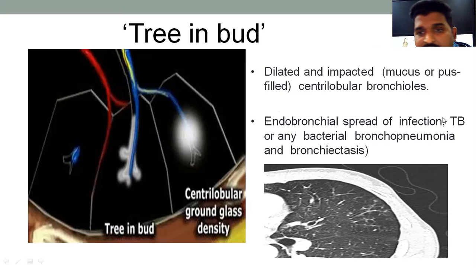So these are dilated, impacted mucous or pus-filled centrilobular bronchioles. That's why you see the density, and it gives an appearance like budding. And that shows endobronchial spread of infection. You may get this in TB, but not only in TB, it may be seen in any invasive or fungal pneumonia. It may be seen in non-infectious conditions also. The list goes on.